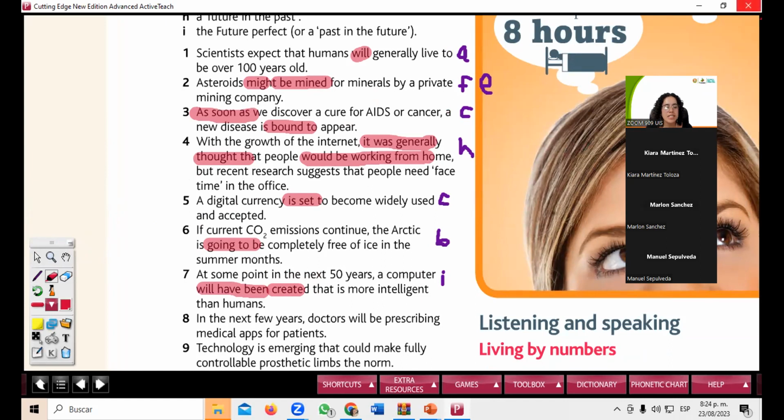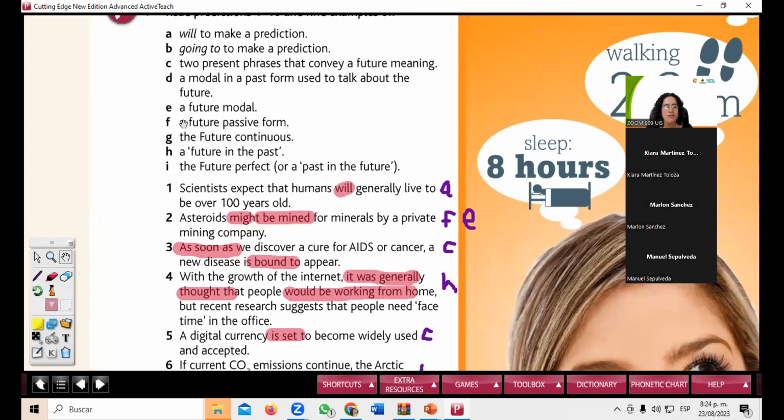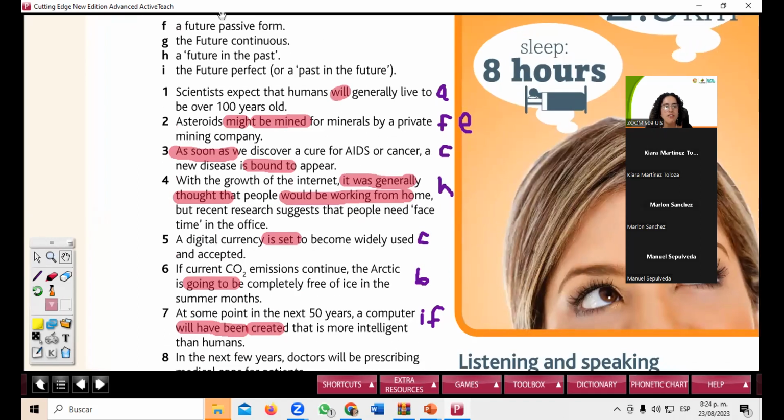Will have been created. This is passive voice, okay? So we can also say F, a future passive form. This is the passive voice. Will have been created. All right.